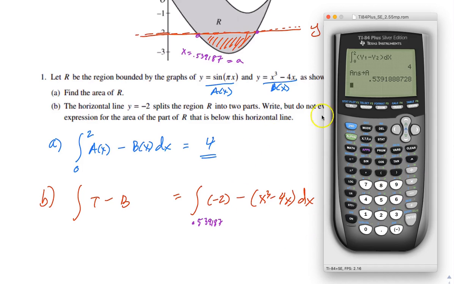Now we got to find the other intersection point. So go back to my graph. Second calculator, intersect. Move closer to the other intersection point. There we go. Hit enter, enter, enter, and I get 1.6751.